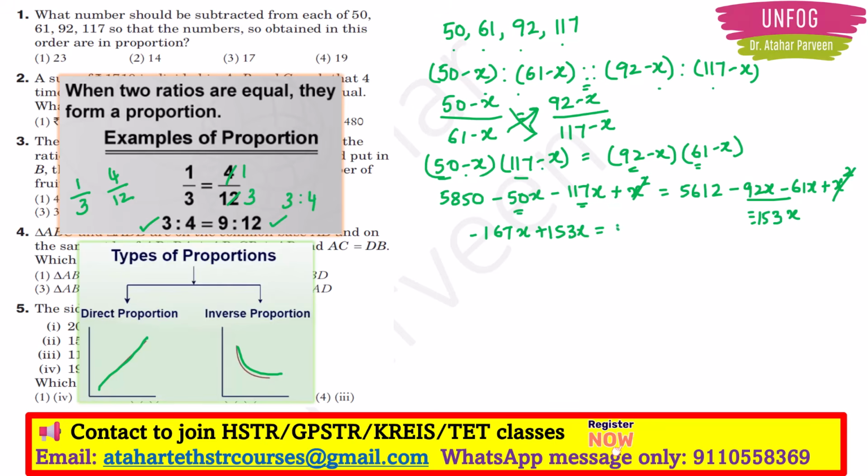On the right hand side I have 5612, and I will send 5850 to the right hand side, so I will get a minus sign for 5850. So here I will have minus 14x, and on the right hand side I will have minus 238. So x is equal to 238 by 14, because the minus sign will get cancelled. This should give me 17. So my x value is 17. If you see the options, option 3 will be the correct answer.